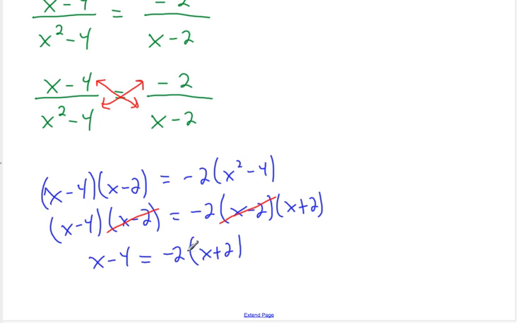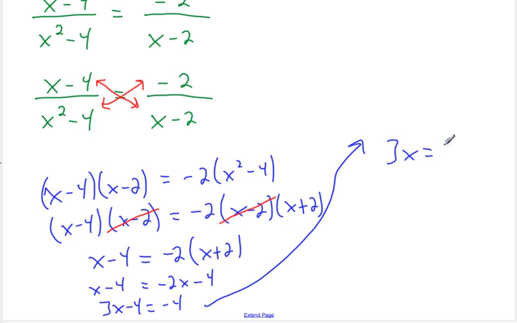So I can use the distributive property. Let's see, negative 2x minus 4. And then we can add 2x to both sides, giving us 3x minus 4 equals negative 4. If I add 4 to both sides, I'm going to get 3x equals 0, and now I know that x equals 0.